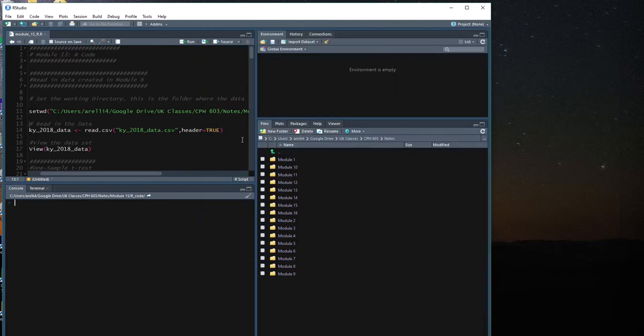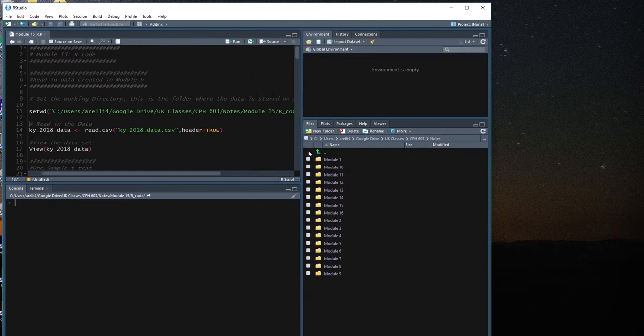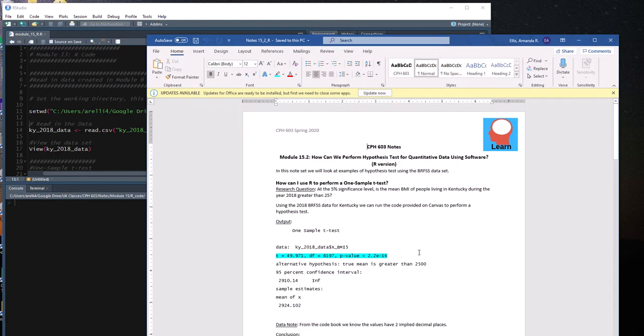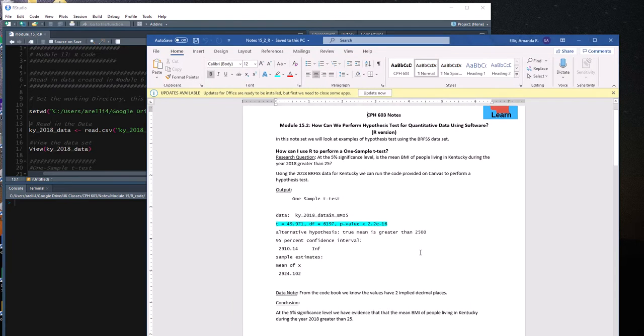So you'll see that I've got RStudio open here, and I've got that R code file. And then also we can look at the Module 15 notes. So these notes are going to look very similar to the Module 12 and the Module 13 notes. And what we're going to do in this video is look at several common hypothesis tests for quantitative data. The first one being the one sample t-test.